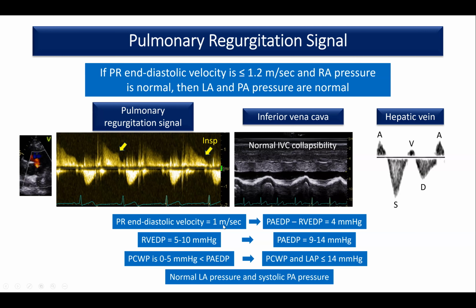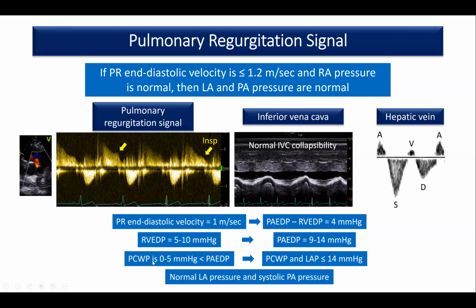If your PR end diastolic velocity is 1 meter per second, therefore the gradient between the pulmonary artery and the RV in end diastole is 4 millimeters of mercury. So let's assume that the RV EDP is 5 to 10 millimeters of mercury. How do we know? We look at the inferior vena cava and the hepatic vein. You see the IVC here collapses with inspiration. You don't have a major A reversal in the hepatic vein. You know the RV EDP is not high. So let's not give it 0 to 5. Let's even give it 5 to 10. Let's be more generous and raise our pressure just to show that this thing works. Therefore, the PA end diastolic pressure is going to be 9 to 14 millimeters of mercury.